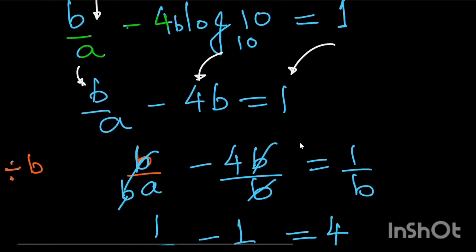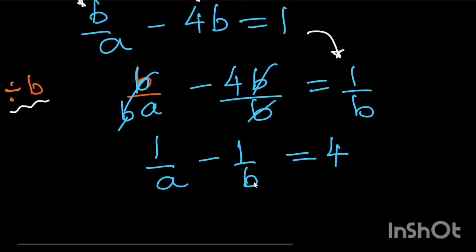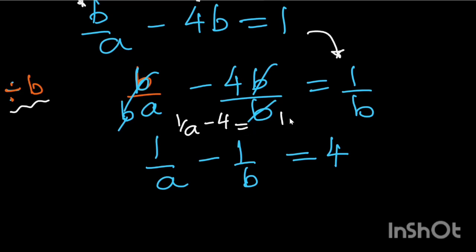Now what we will do, we will divide both sides by b. So b gets cancelled here, 1 is now 1 by b. So this equation is 1 by a minus 4 equals 1 by b.